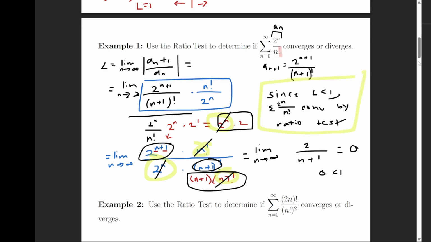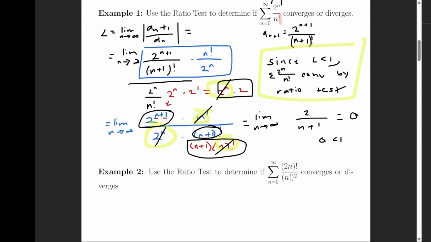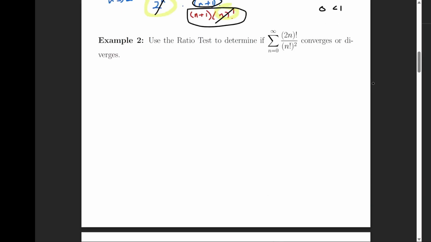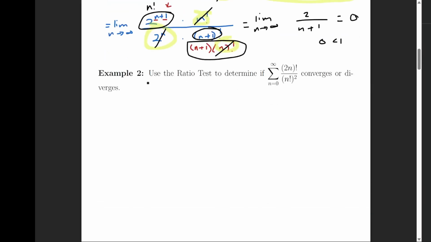Yep. So you see, not too bad. Ratio test, not the worst. Okay, I'll give you a second to look at it. Okay, next one. Okay, so use the ratio test to determine if this series converges or diverges. So you can see in this question we have 2 factorials and then an exponent right there. You see? So I'll write it out. Equals limit.